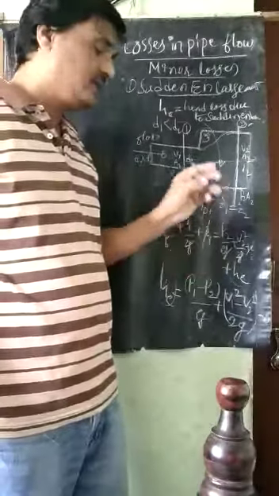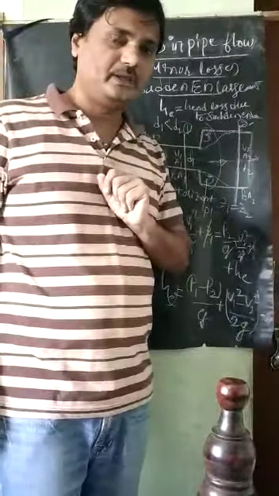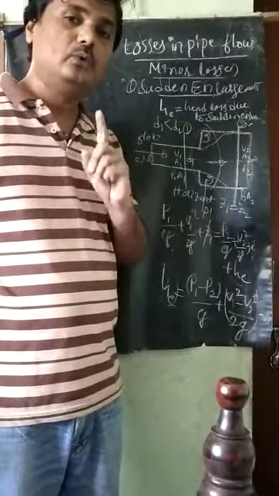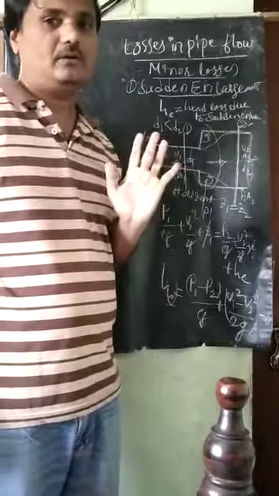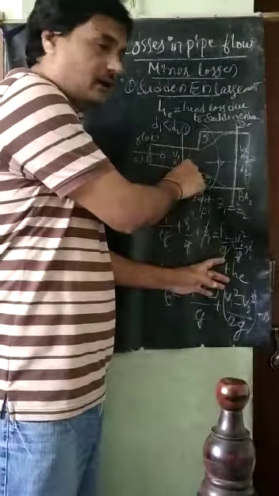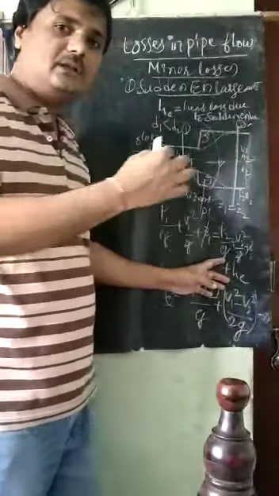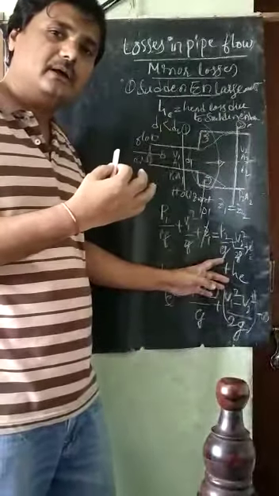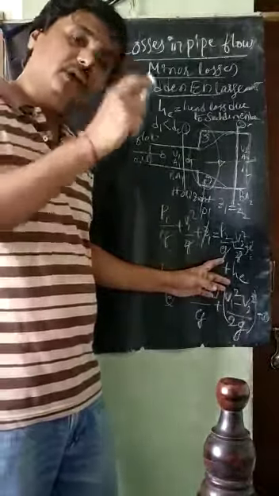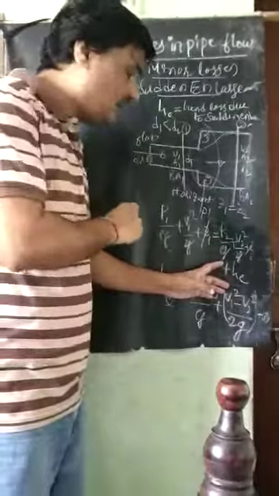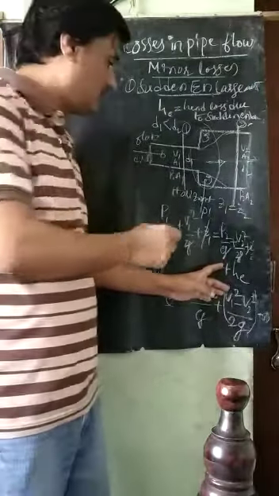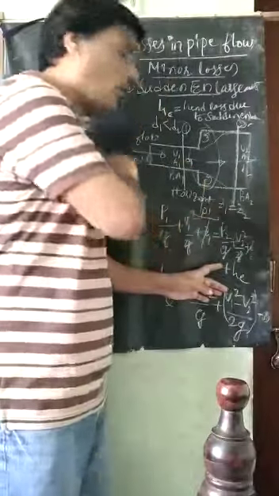P dash is the pressure that will develop due to the change of cross-sectional area. Here is the small area, here is the big area. Suddenly the fluid will be exposed to the bigger area. Because of the change of the area, the pressure will also develop, and experimentally it has been found to be in the direction of the flow.